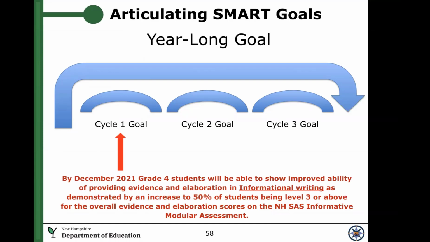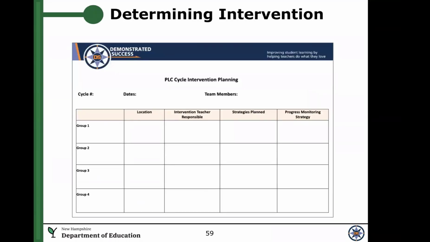informative writing modular assessment. Now, the way I got to this particular SMART goal is I did a pre-assessment, right? We talked about pre-assessments the last time. So that's how I know I want my students to increase to 50%. So anytime we're creating our cycle goals, we have to do our pre-assessment first. Then we determine what our cycle goal is going to be. And now we're ready to start doing our intervention, right? So here again is my intervention planning page.